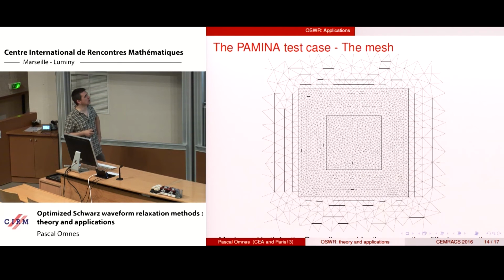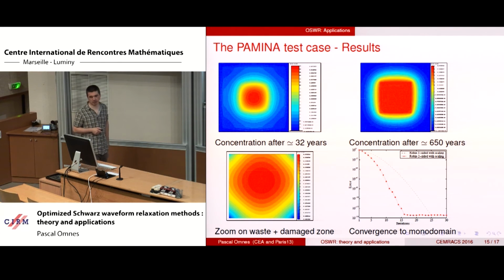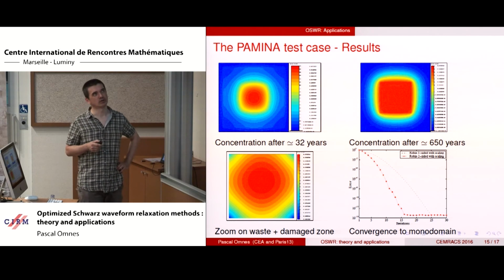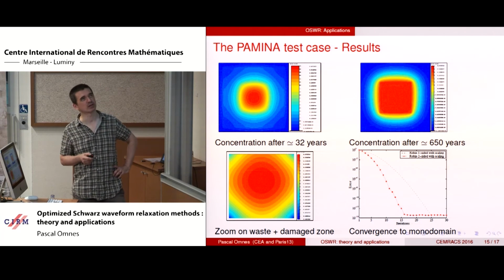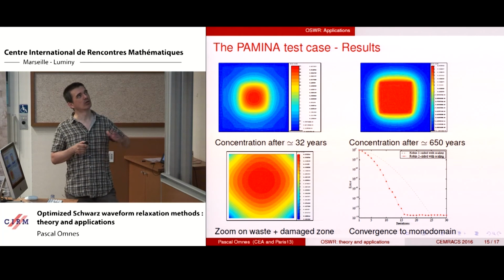That's the mesh that was used by Paul-Marie. You see that we have a non-conforming mesh. He used a finite volume method for the discretization in space that was able to handle non-conforming meshes. So we used larger meshes in the zone which is less diffusive, and smaller triangles in the zone where it was more diffusive. These are plots of what's happening after some years and then after some centuries.